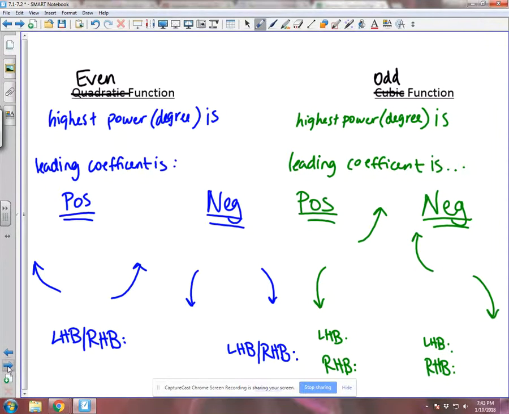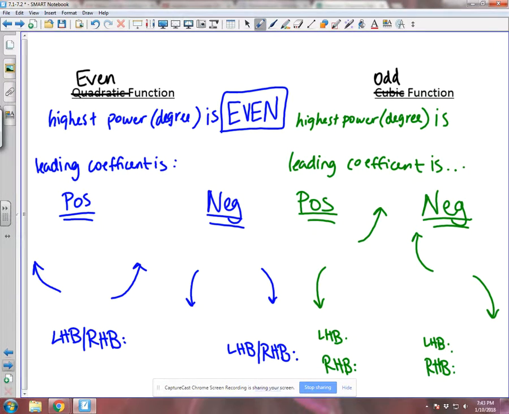Oh, I'm sorry, I've still got these notes to go over with you. So we have two types of functions. We have even functions and we have odd functions. If I say it's an even function, that just means the highest power is even, meaning 2, 4, 6, 8. Now you should remember that the leading coefficient is the coefficient that's out front. It is leading. It is on the highest power.